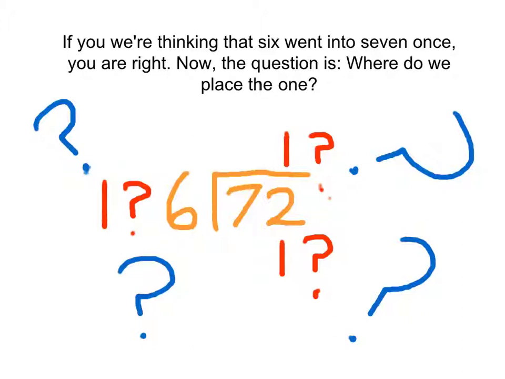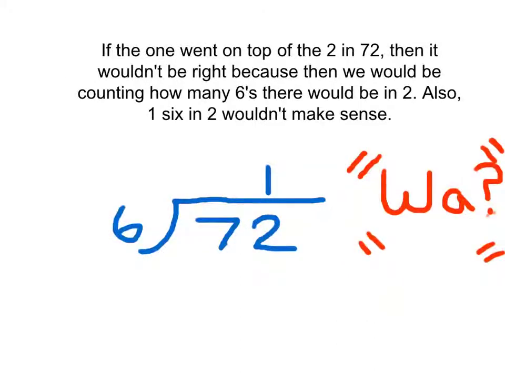If you're thinking that 6 goes into 7 once, you're right. Now the question is, where do we place the 1? If the 1 went on top of the 2 in 72, then it wouldn't be right, because then we would be counting how many 6s there would be in 2. Also, 1 6 and 2 wouldn't make sense.